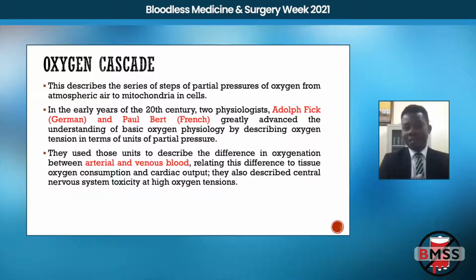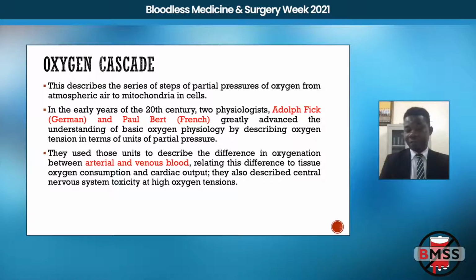Now, having gotten this mental view of oxygen, its production, and how it's bottled up and delivered in the hospital, let's talk a little bit about the physiology of the transport of oxygen. Now, there's what we call the oxygen cascade. It's nothing but a series of steps. The partial pressure of oxygen falls from atmospheric air to the mitochondria, which is located inside the cell, where the oxygen will be utilized.